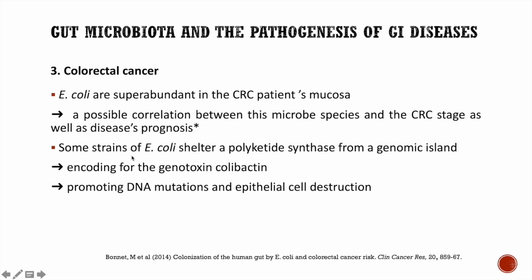Following this study, some strains of E. coli shelter a polyketide synthase from a genomic island, encoding the genotoxin colibactin, consequently promoting DNA mutation and epithelial cell destruction.